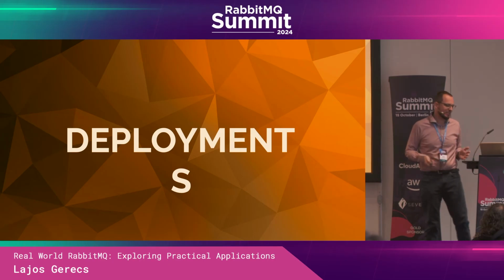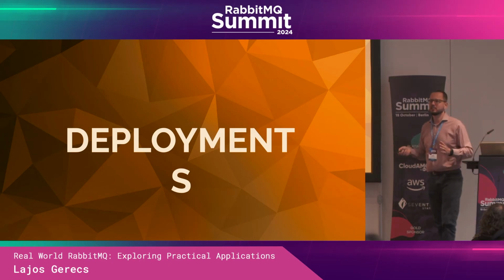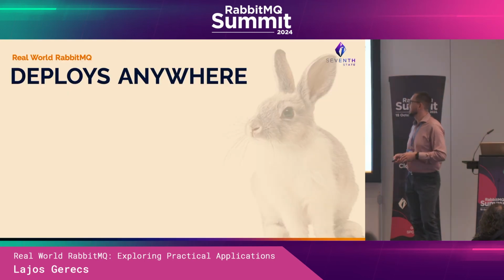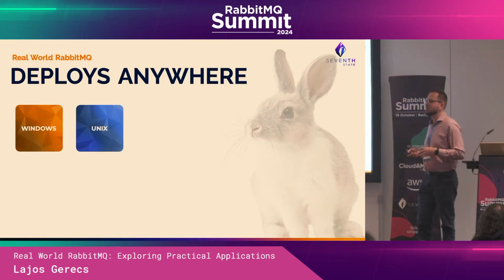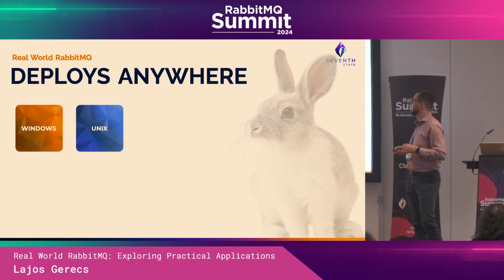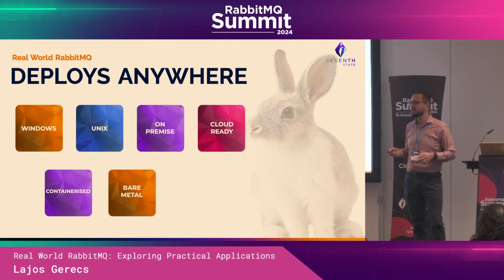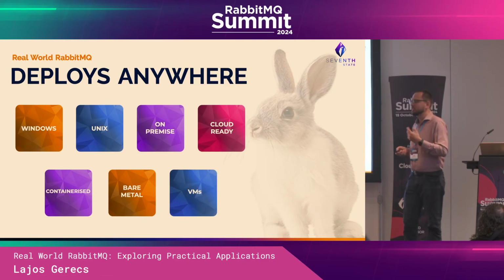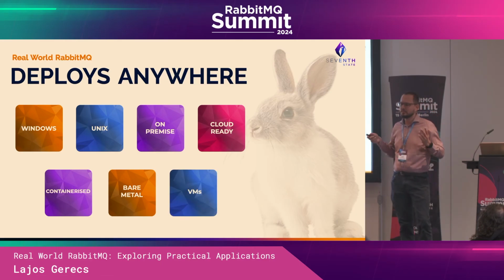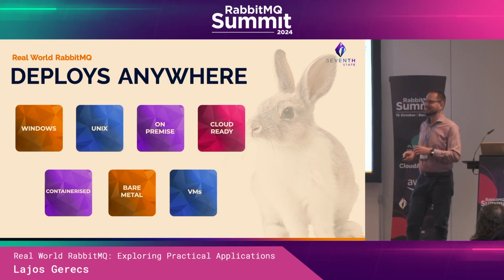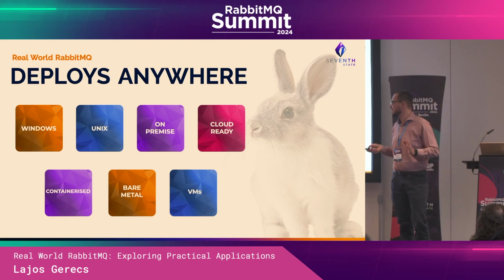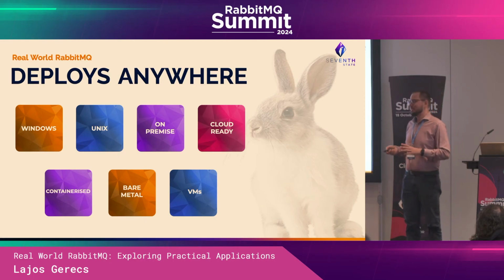Deployments. RabbitMQ can be deployed in many scenarios. I think that's another strong suit of RabbitMQ: you can deploy it on Windows, on Unix-based systems, on-premise and cloud installations, in containers or bare metal or VMs. So we see basically everything. I think the only thing we don't see is Raspberry Pis, thankfully, being used as production deployment vehicles for RabbitMQ, but probably someone does have it actually. But that may not be a good one.